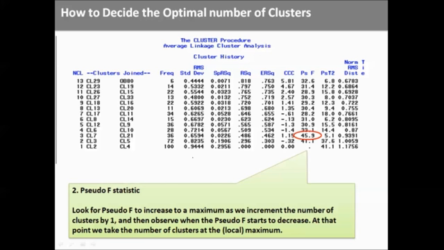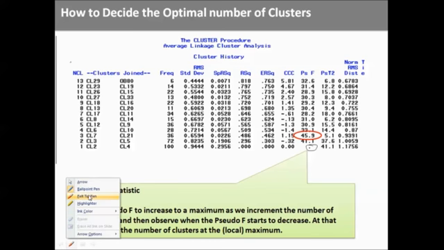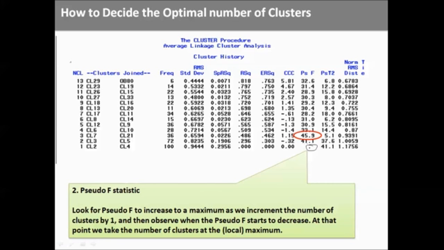Pseudo F. Again we should just neglect the first one. Now we should see pseudo F start increasing upwards. It is increasing, but after a point it starts decreasing. So the moment it comes to local maximum, so this is local maximum 45.9, that point again tells you the ideal number of clusters. So what is this? 3. Fine.